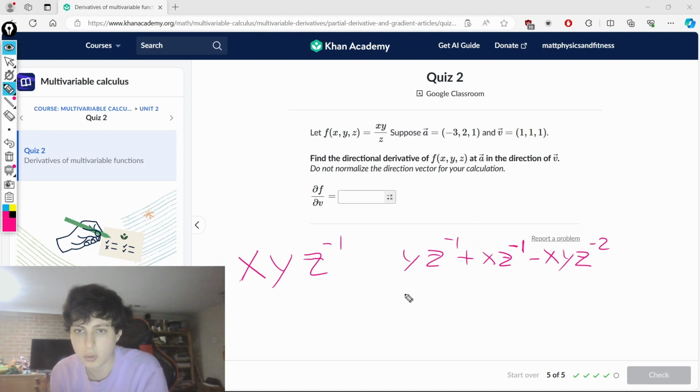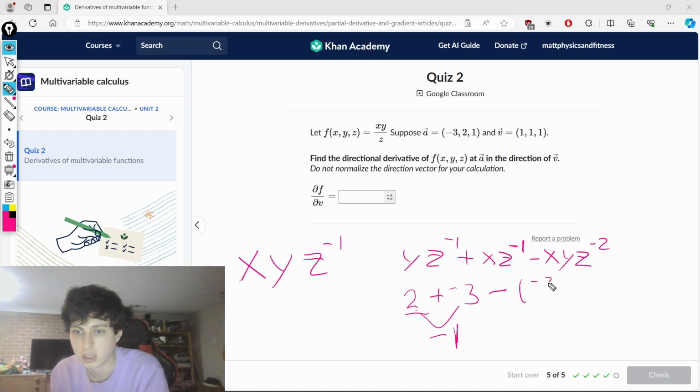y is 2 times, 1 over 1 is still just going to be 1. So we'll just leave it as a 2. Plus x is negative 3. 1 over 1 is still just going to be 1. 2 minus 2 plus negative 3, we'll have a negative 1. Let's save that right now.